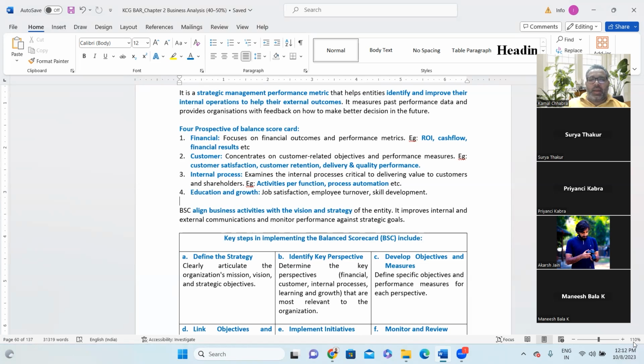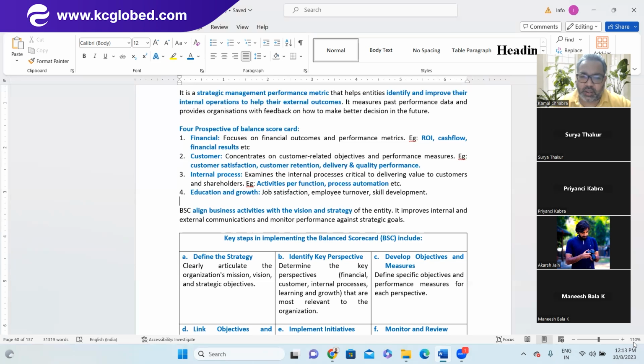Almost all companies have a customer care number, right? Delivery and quality performance. Swiggy and Zomato are very good examples, and Domino's is a very good example for this. Next is internal process. Examine the internal process critical to deliver value to the customer and the shareholder, like activity per function, process automation, or implementation of AI tools. Those things can help in improving the overall internal process.